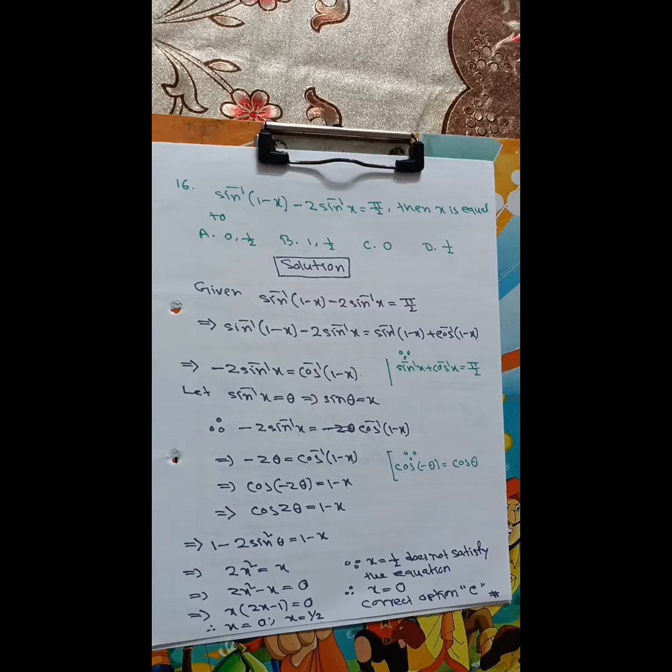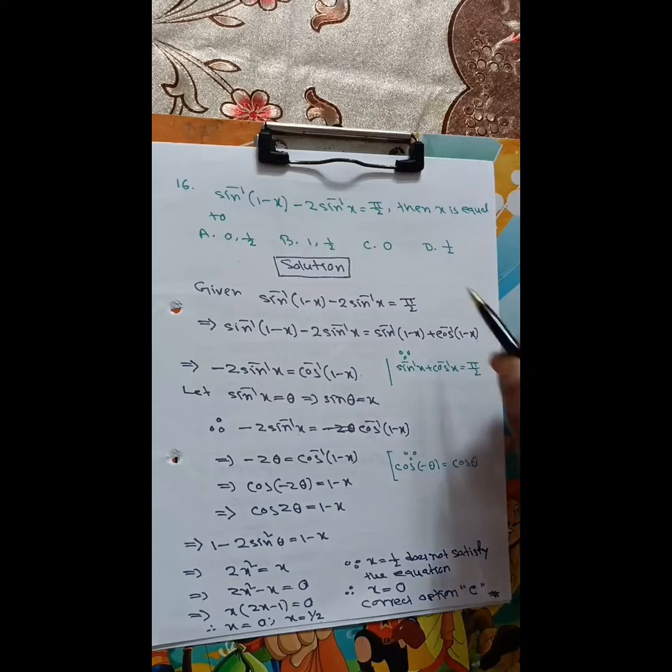Now we have to check whether one value or both values will satisfy, since it is a trigonometric equation. Okay, if we put x is equal to half, it does not satisfy the equation, so x is equal to half goes out from our solution. So the correct answer is 0. The correct option is C.